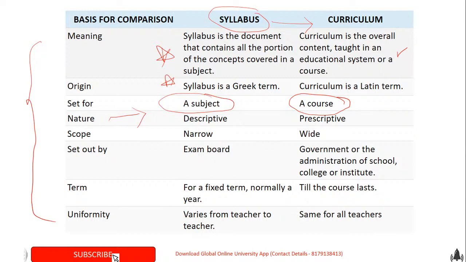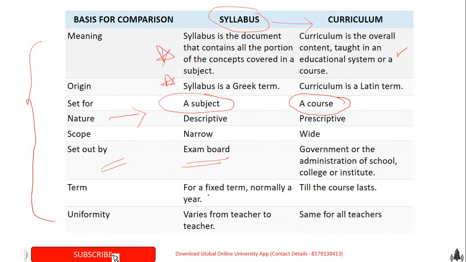So when I say prescriptive, it means the rules and regulations which are formed as per the course. That is the meaning over here. Now when we talk about scope, syllabus has a narrow scope, whereas curriculum has a wider scope. Set out by whom? Syllabus is set by an exam board, whereas curriculum is set as per the government or the administration of the college, institute or school.